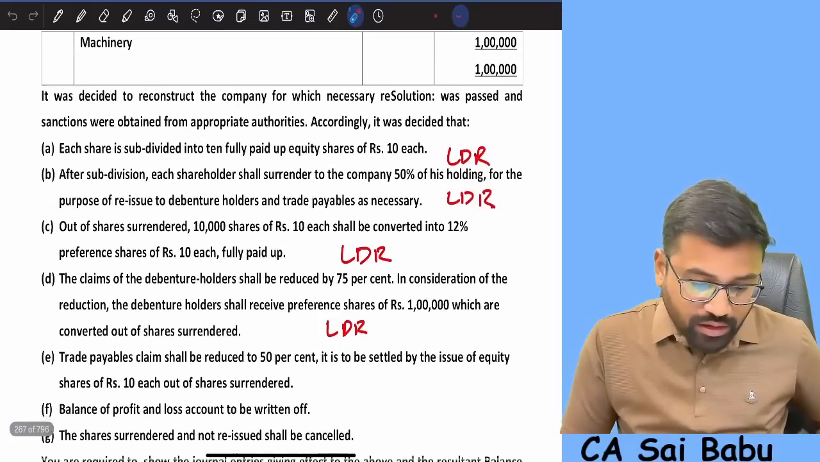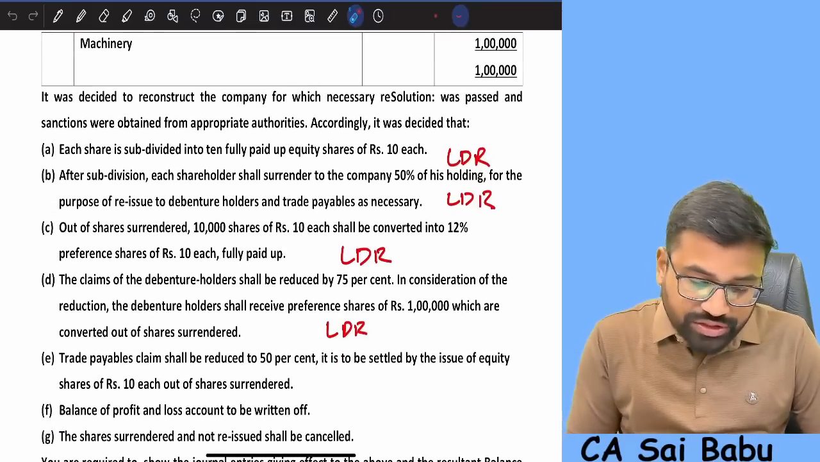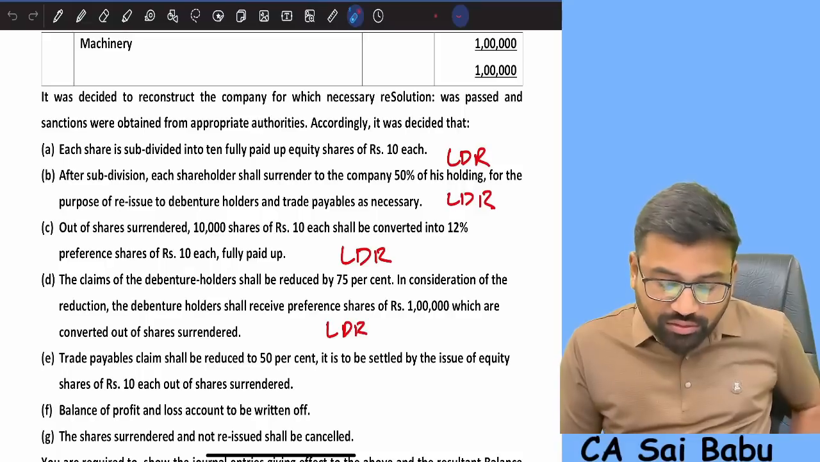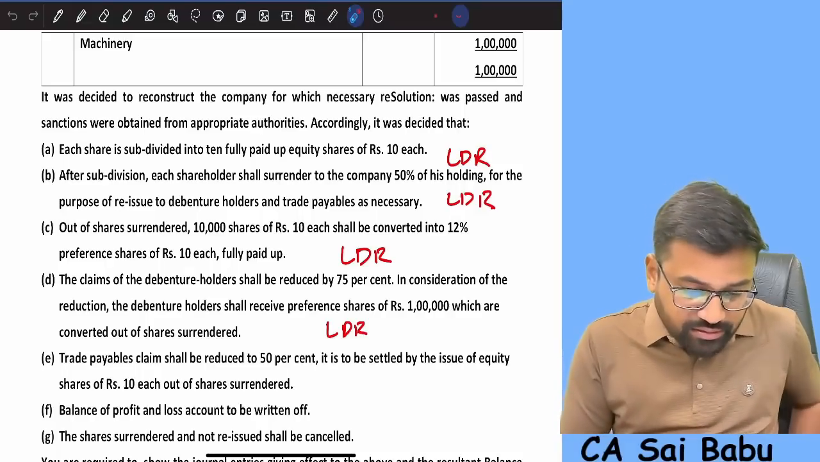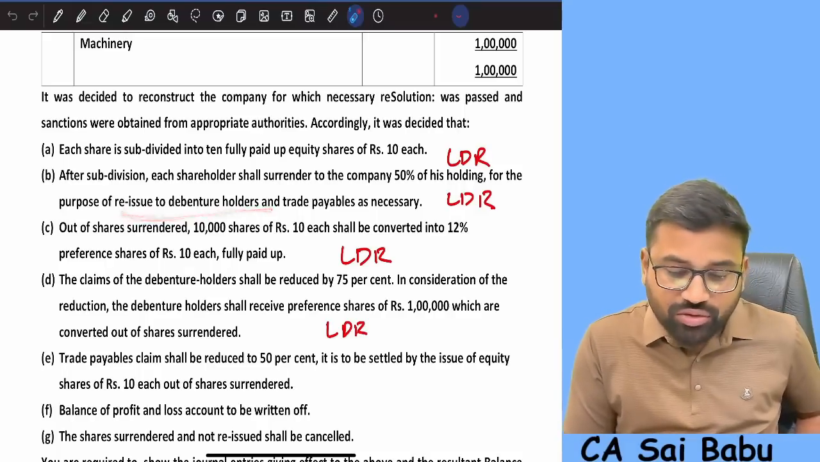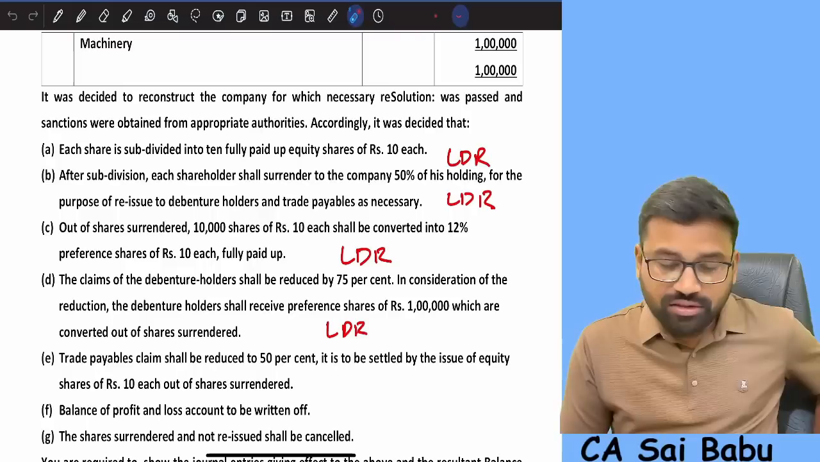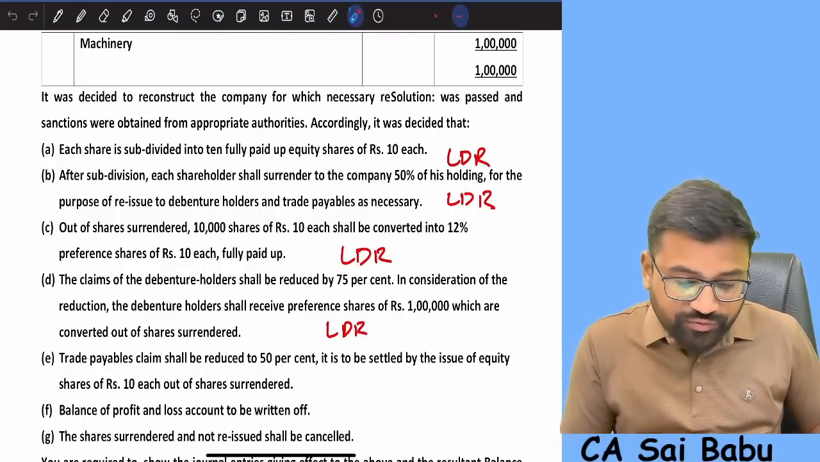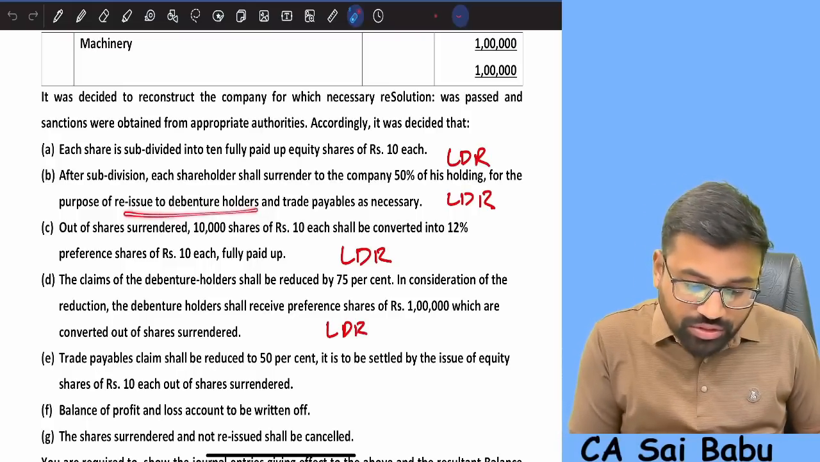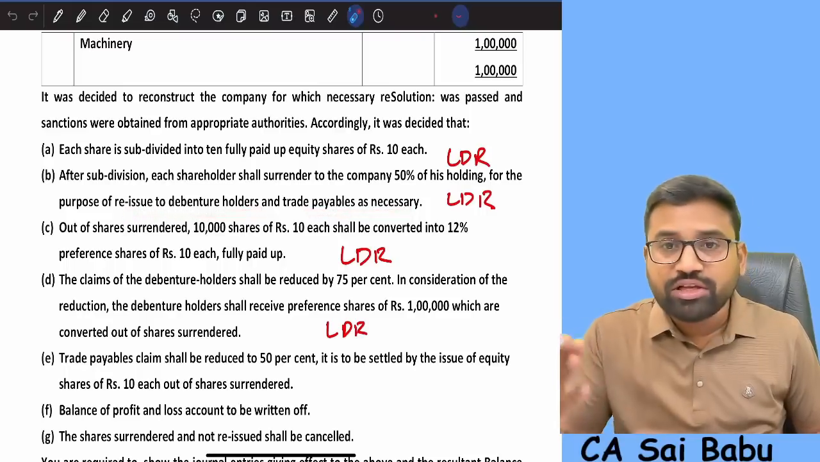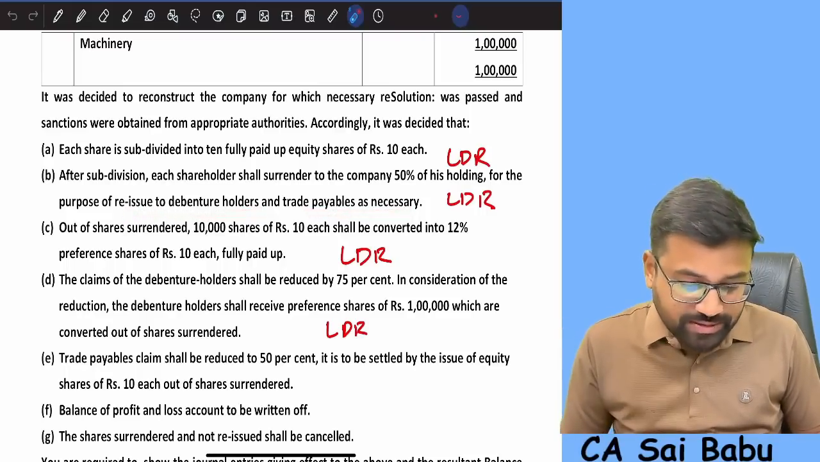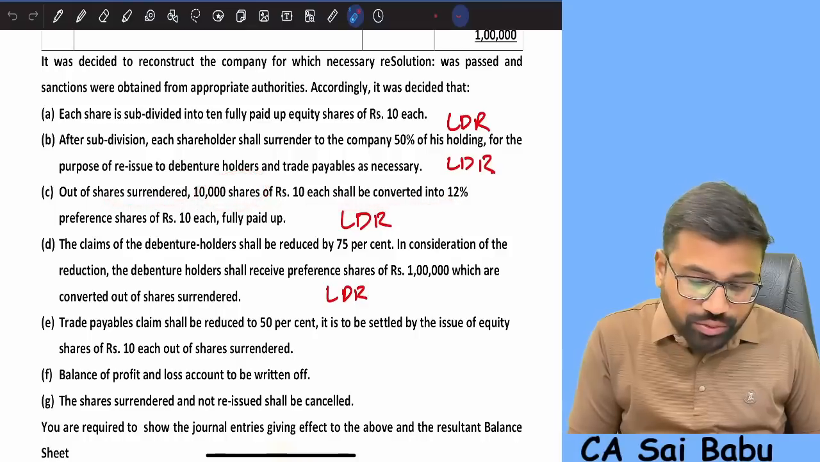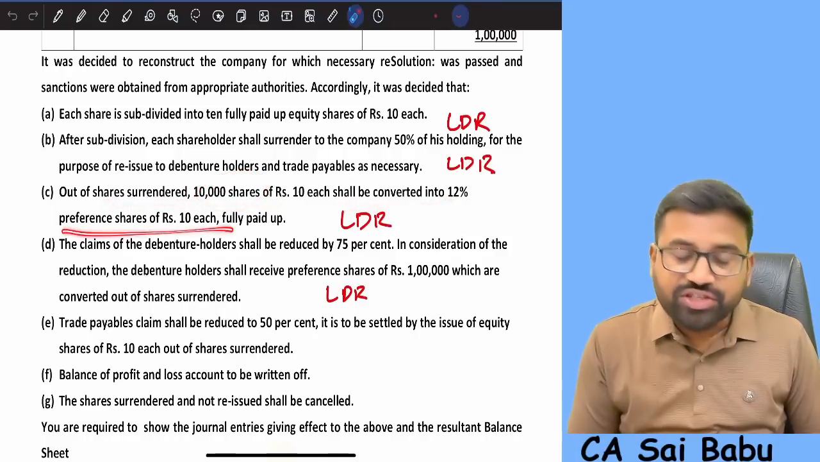After that, shareholders surrender 50% of their holding. Now, why? For which purpose did they surrender, sir? For the purpose of reissue to debenture holders and trade payables as necessary. That means out of the shares surrendered, they will utilize them to set off the debenture holders as well as trade payables. They will use them to settle the liabilities. Out of the surrendered shares, 10,000 shares of 10 each are converted into 12% preference shares of 100 each.